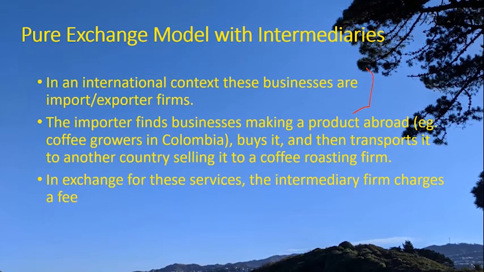Okay, we've got firms that do nothing more than find products abroad, bring them to the country, and then find people who are willing to put them up for sale at retail establishments and sell them. And so there are lots of firms that are just engaged in the middle of the transaction. They're the go-between. They're trying to facilitate this process of matching buyers with sellers and so forth. All right, so let's imagine a simple story. The importer finds businesses making a product abroad. For example, let's say coffee growers in Colombia.